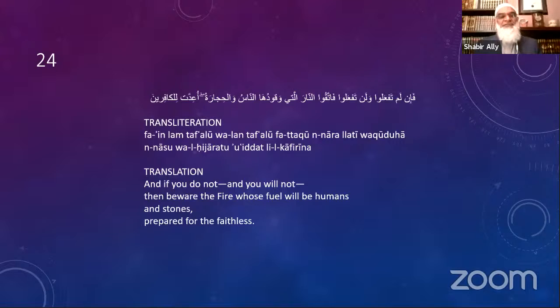Then not only humans will be the fuel, but also the stones. Why mention the stones? Because these are not like ordinary stones. It might be, Allah subhanahu wa ta'ala knows best, but sometimes stones can become very hot. So if the stone is in the fire, the stone itself will become very hot. But what seems to be the point here is that the pagans who were denying the Quran, at the same time, were worshipping idols that are carved out of stones. So Allah subhanahu wa ta'ala is telling them that their idols will also be thrown into the fire. And those idols will also become the fuel of the fire.